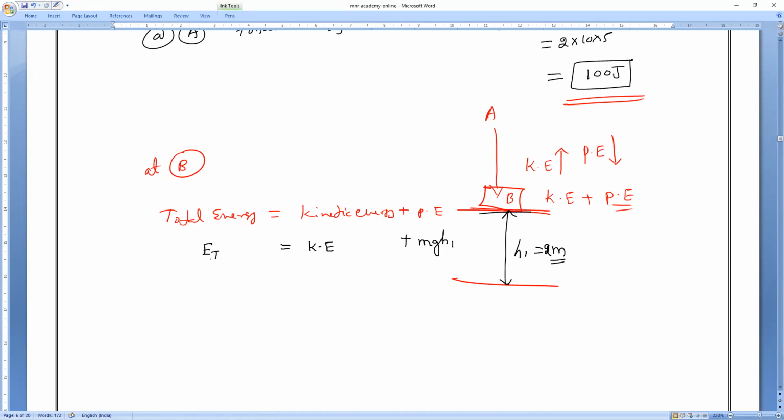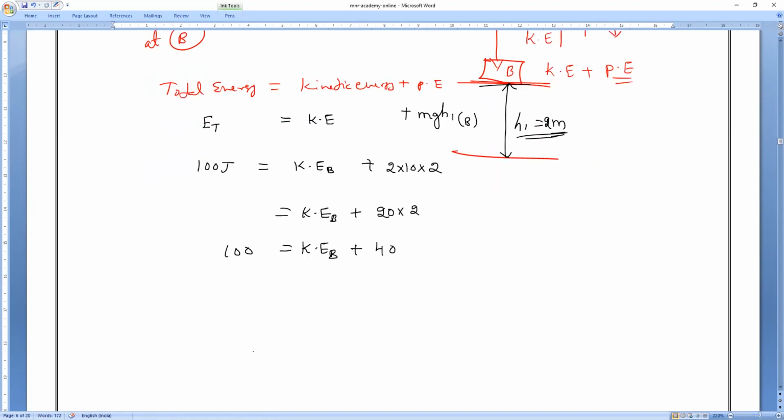Which is equal to the total energy. So total energy I know, 100 joules. Kinetic energy at point B plus mass 2 kg, g value 10 and h1. What is the height from the ground? 2. So 20 into 2 is equal to 40. So kinetic energy at B plus 40 is equal to 100. So what is the kinetic energy at B? 100 minus 40, which is equal to 60 joules. Very good, Lingesh, you already solved.